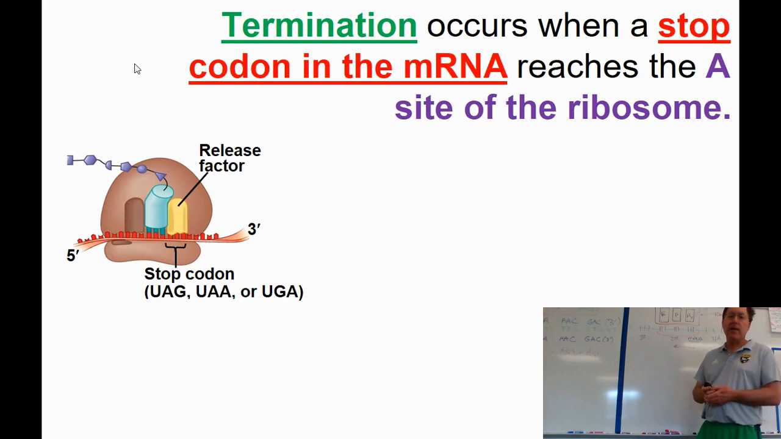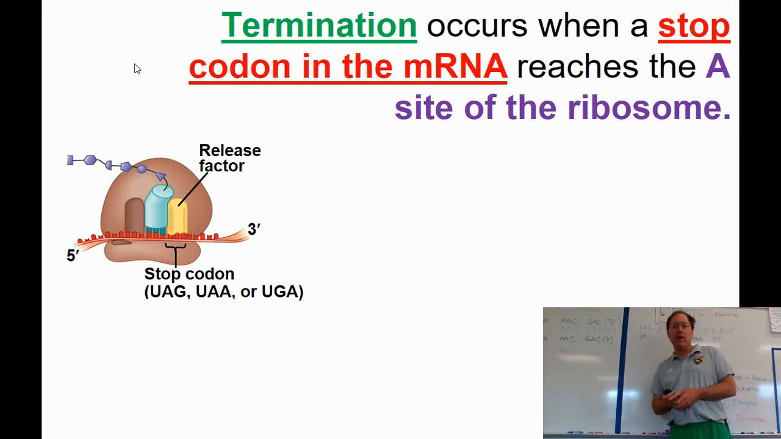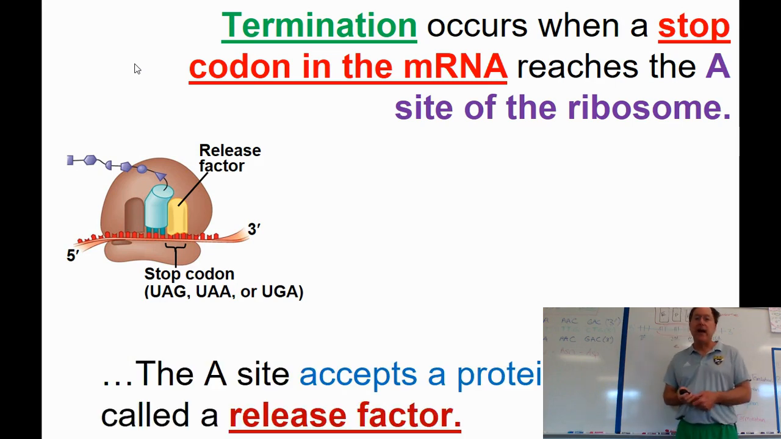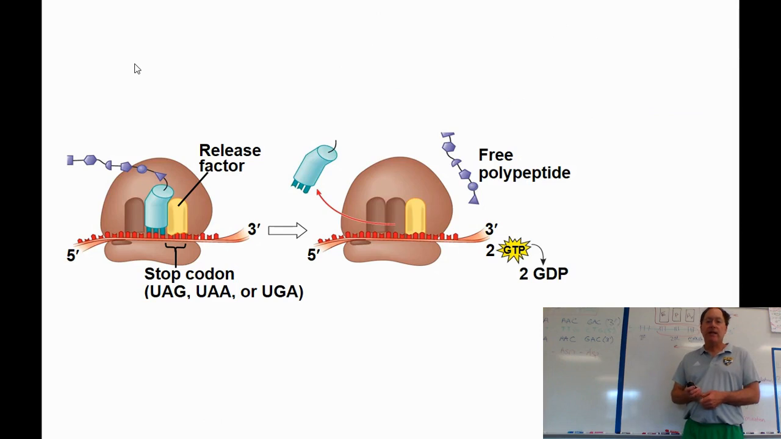You can see it says termination occurs when a stop codon in the mRNA reaches a site, the A site of the ribosome. The A site accepts this protein called a release factor. You can see that there's, again, some GTP that's used. And the whole goal here is to make a free polypeptide that can then fold. And so we want this to happen. The polypeptide is then released.